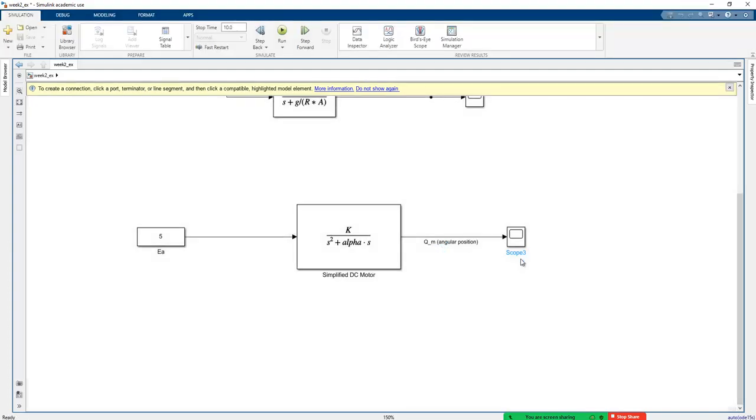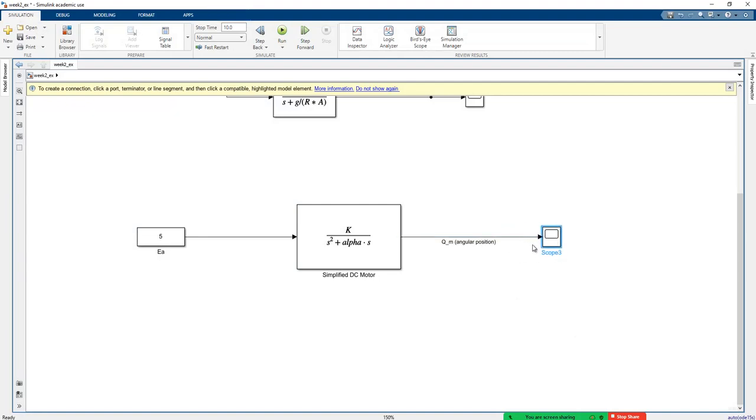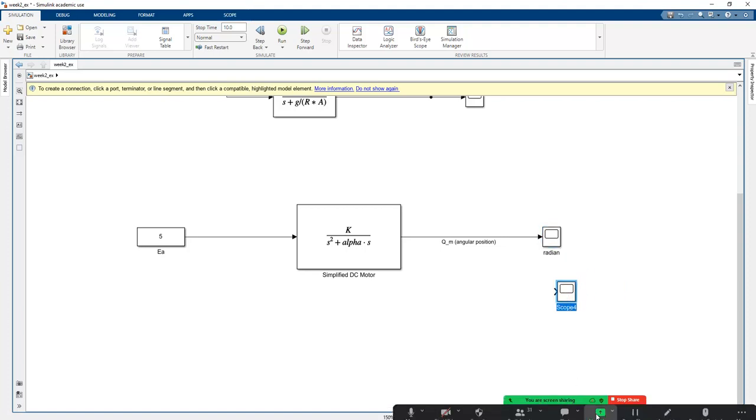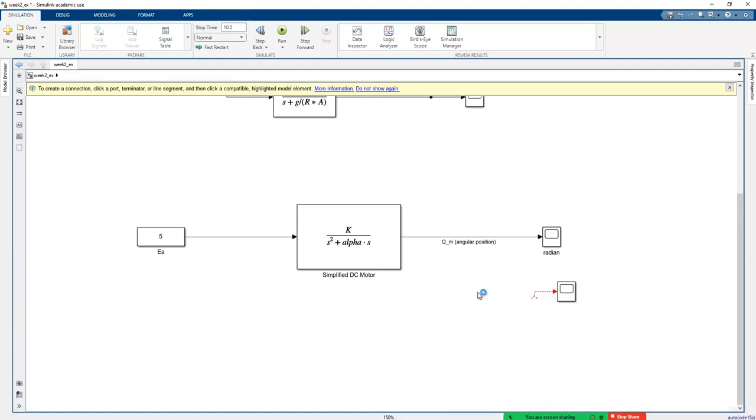If I examine the Scope 3 here, then over all the time, this value goes from 0 to 50 in this case. But what's the dimension of these terms? This is radians, right? So how can I convert this radian value into degrees? What's the formula? Just remember that. Please write this formula, because I don't remember it just now.